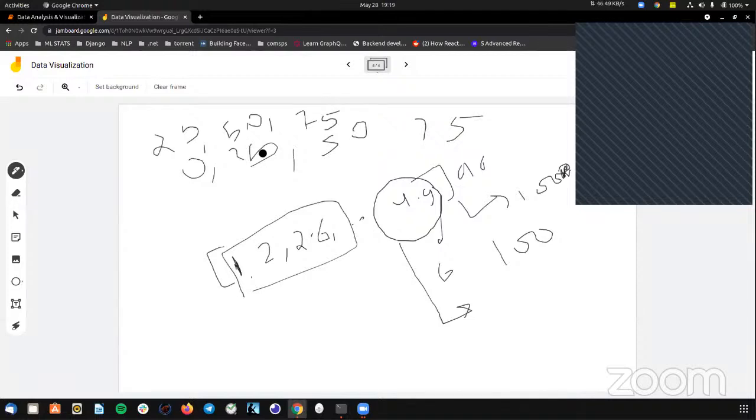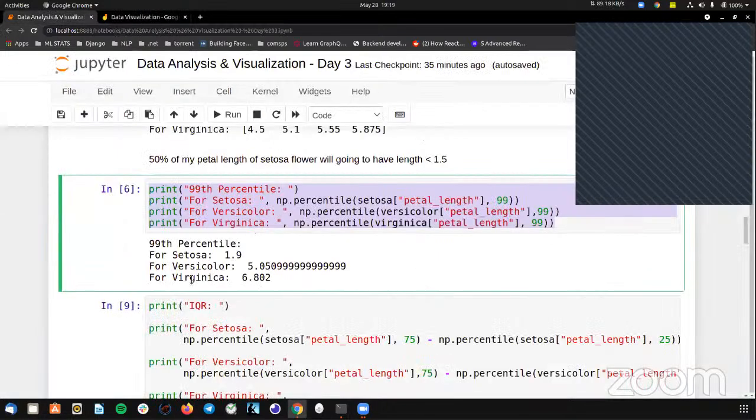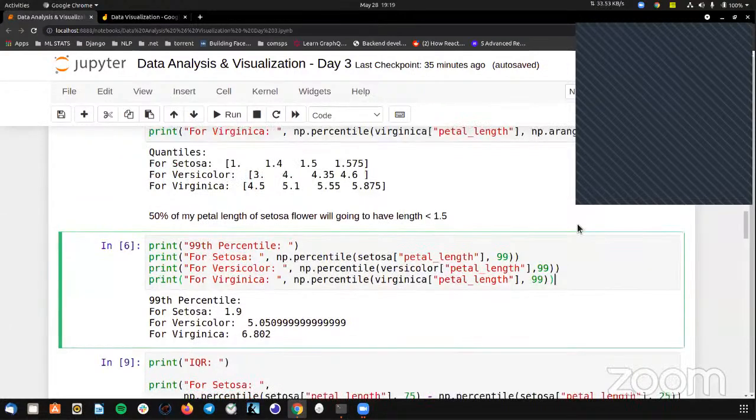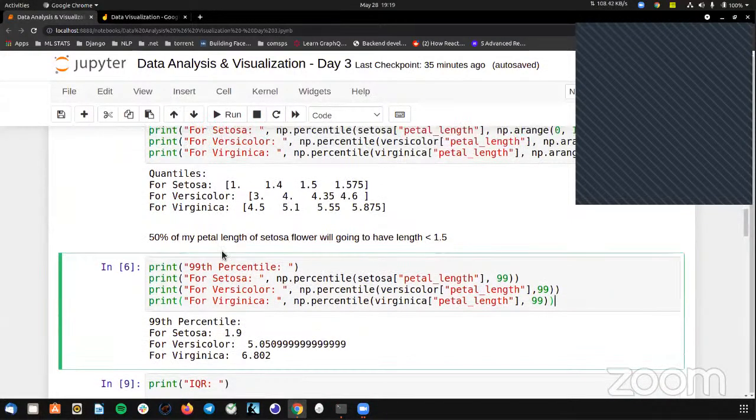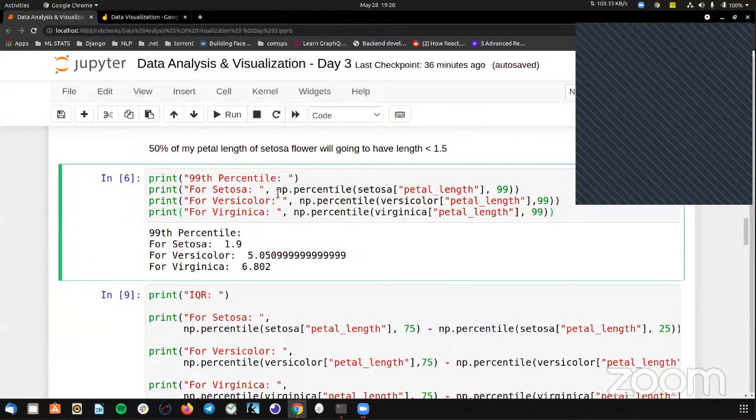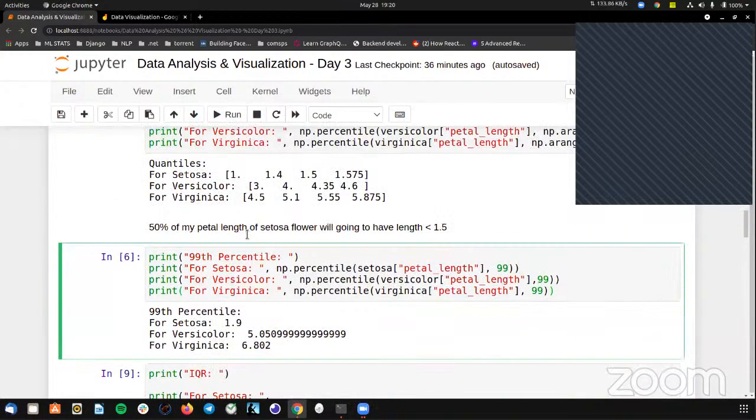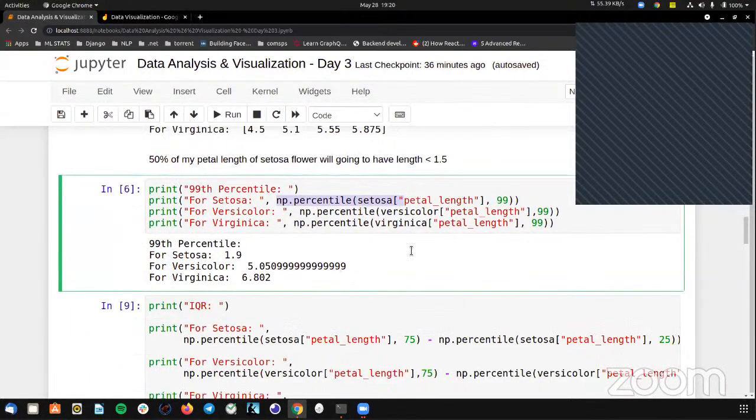So that's how percentiles can give you a good amount of intuition about what exactly is happening in the data, and you can create good observations out of it as well, like the way I did here. 50% of the Setosa petal lengths are going to be less than 1.5. I'm again telling you, I will share this notebook with you guys. Try to write your own observations here, right?